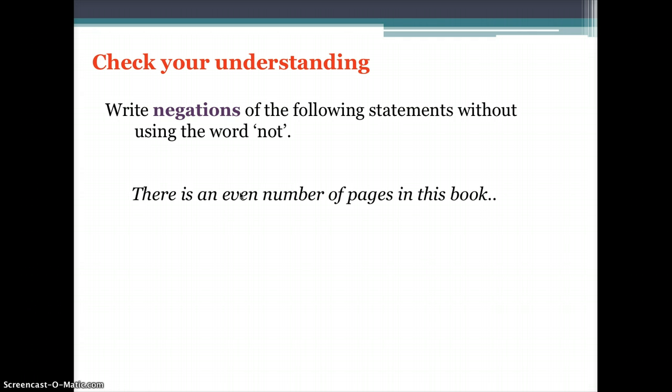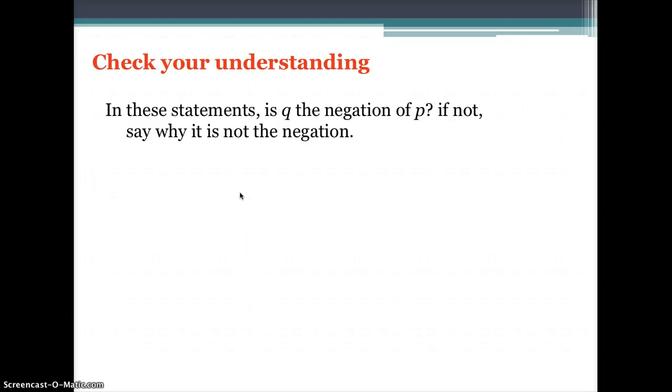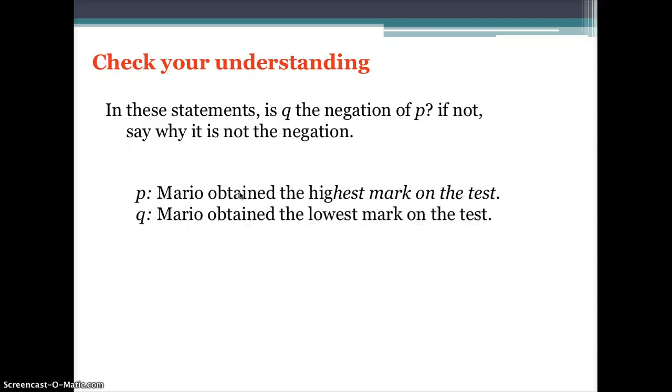Okay. The next one. There is an even number of pages in this book. To negate this proposition, you say there is an odd number of pages in this book. Okay. So the next one in these statements is Q the negation of P. If not, say why it is not the negation. Okay. First, P is Mario obtained the highest mark on the test, and Q is Mario obtained the lowest mark on the test. So we started with highest and then we just wrote the opposite, which is the lowest.